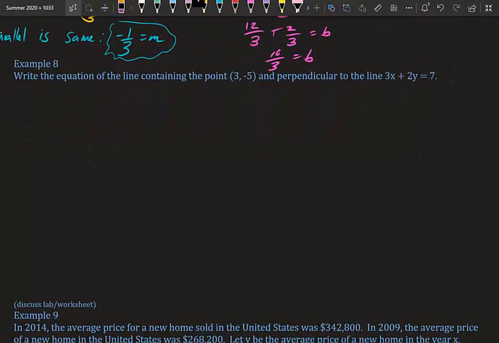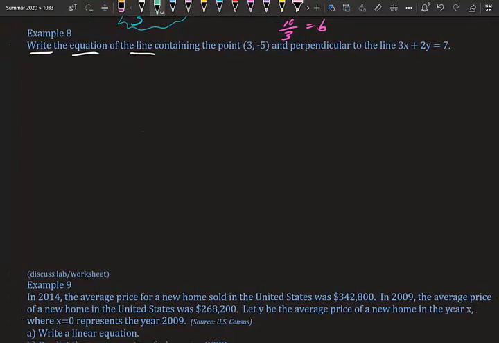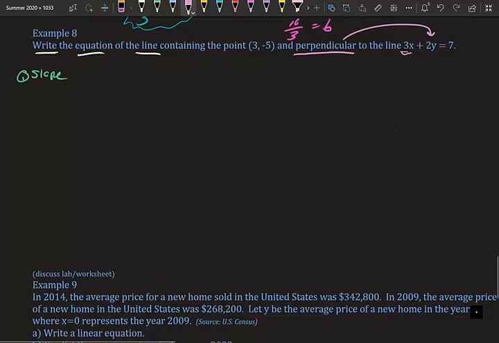Alright, let's write an equation of the line containing the point 3, -5 and perpendicular to the line 3x plus 2y equals 7. It says to write an equation of a line, so we're going to do our steps. The first thing we need to do is find the slope. So this is something special. It says it's perpendicular to this line.